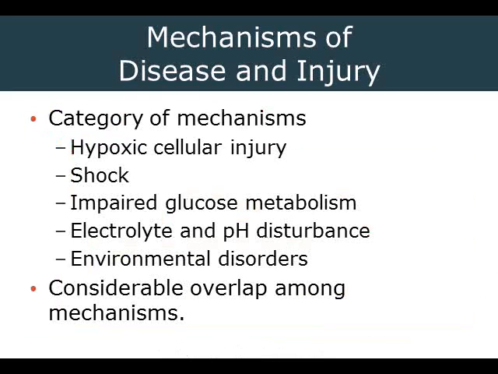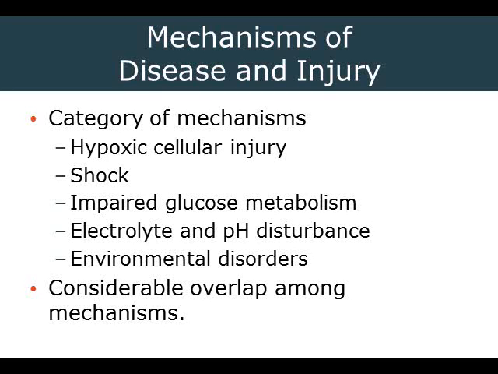Okay, so mechanisms of disease and injury. We look at a couple of categories of mechanisms here and how they may affect our body. Things such as hypoxic cellular injury, shock, impaired glucose metabolism, electrolyte and pH disturbances, and environmental disorders. When we look at these a little bit more, some of them are kind of intertwined and mingle.